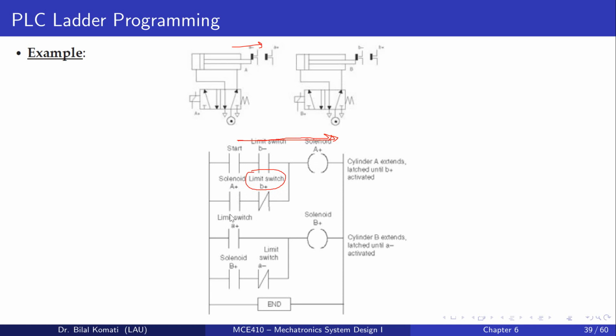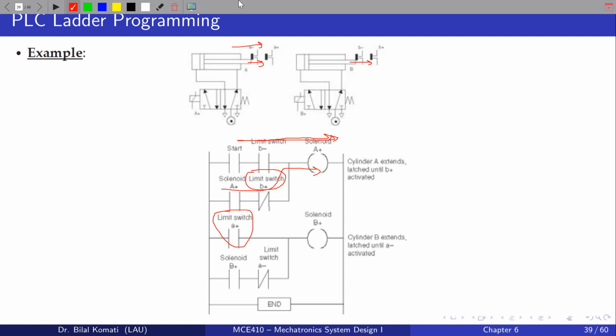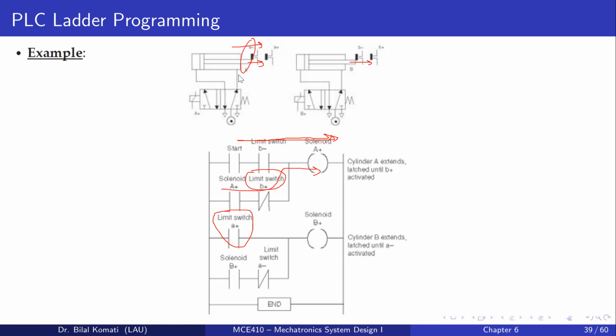Okay, and here if we reach the limit switch A plus, this one will keep moving until reaching A plus. This one will be kept activated, and it will stop here. Once we reach the limit switch A plus, the solenoid B plus will be actuated, and it will be kept actuated until reaching A minus.